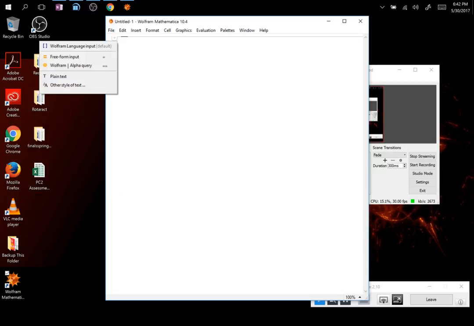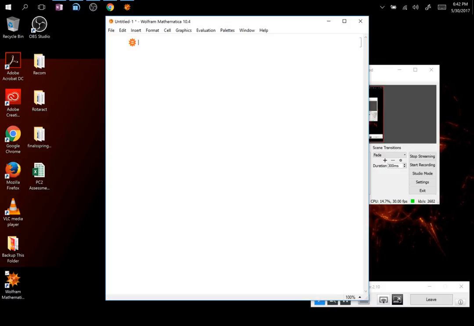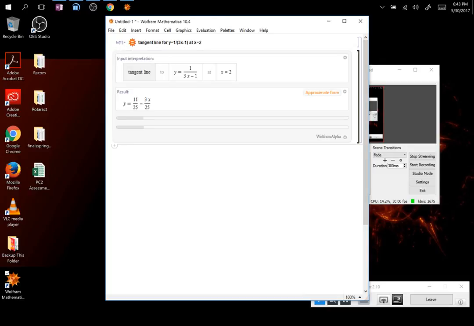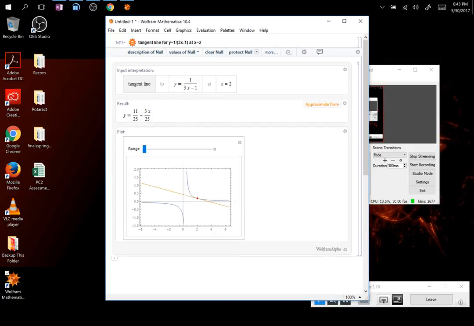Okay, so let's quickly check. Tangent line for y equals, and what was the function? 1 over 3x minus 1, at x equals 2. So this is all we need to write. And there it is. Negative 3x over 25 plus 11 over 25. They just swap it. So as you can see, that worked.